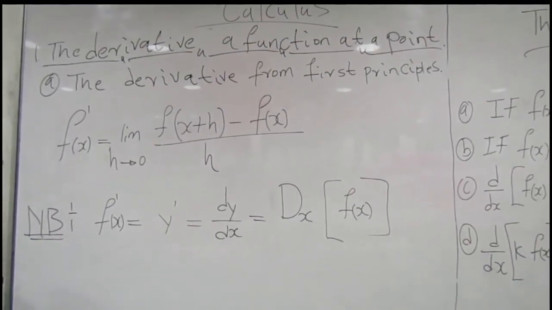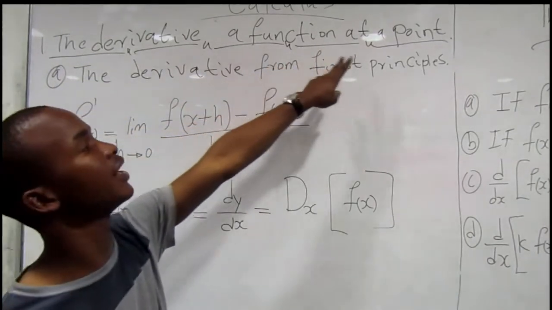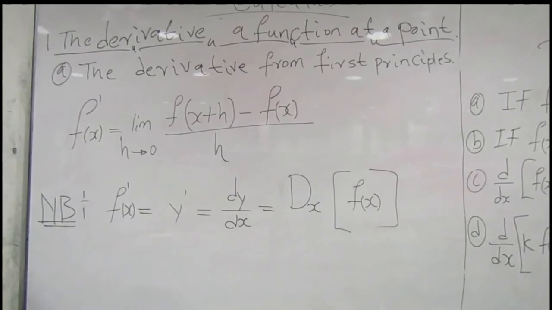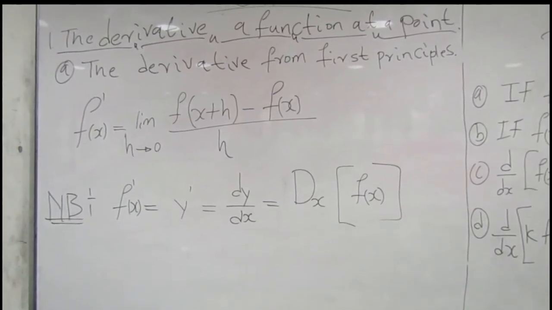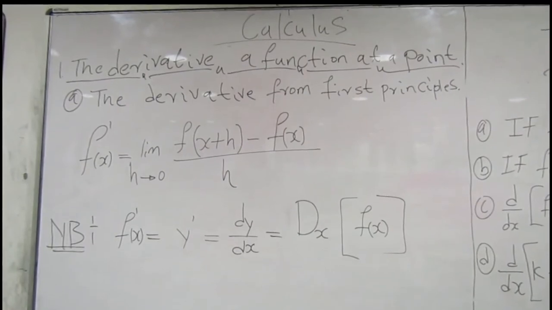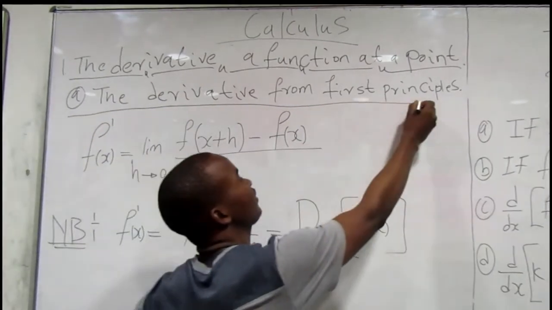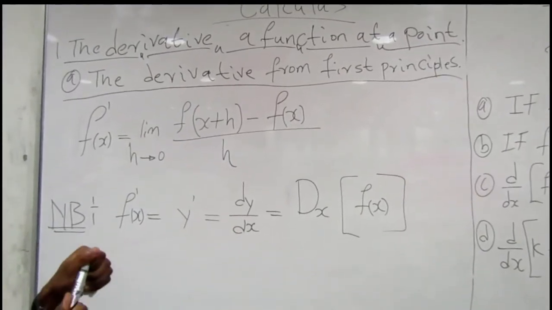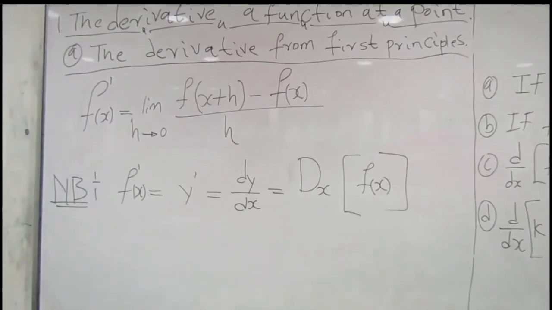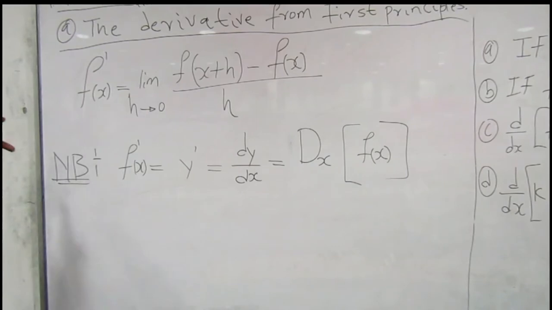Okay guys, now we are proceeding from average gradient to the derivative of a function at a point. The first thing that you need to look at when you consider the derivative of a function at a point, we need to look at the basics of derivatives. The first one we have says the derivative from first principles, and for the derivative from first principles, we have a formula. This one is simple and straightforward. We just substitute from the formula. I'll show you how you are going to substitute from the formula.